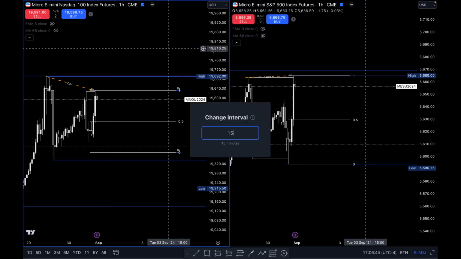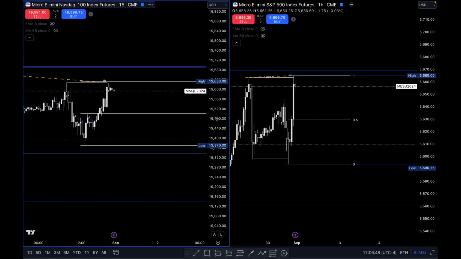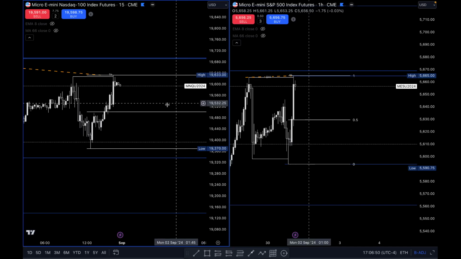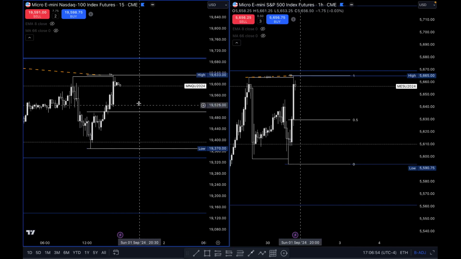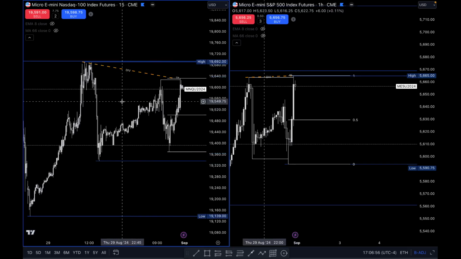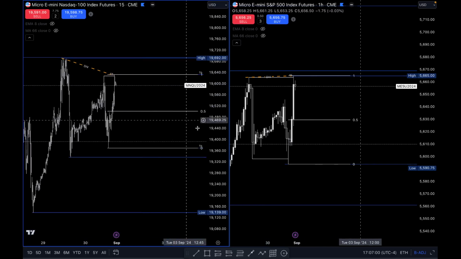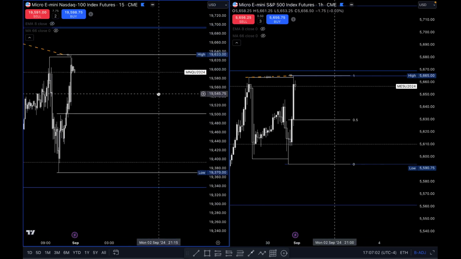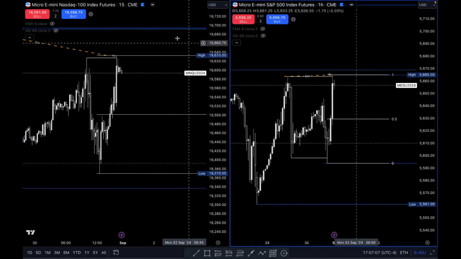Let me go to the 15. On the 15, I would like to see these lows get taken before we continue up higher, because we do have a lot of equal highs up here that I would like to see get taken out before going shorter, because there's a lot of liquidity up there to be swept. Same thing with ES, honestly.